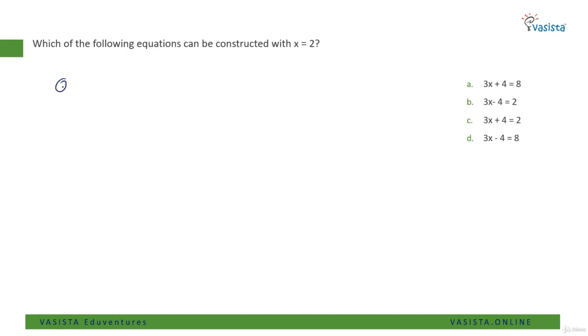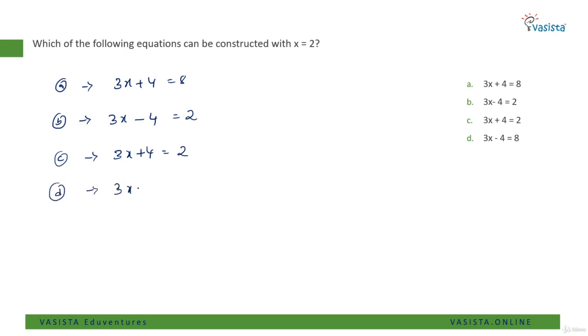Let us go with A, which is going to be 3x plus 4 is equal to 8. The second equation, B, is 3x minus 4 is equal to 2. C, let us check out here: 3x plus 4 is equal to 2. So D: 3x minus 4 is equal to 8.